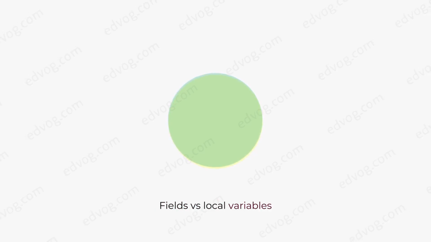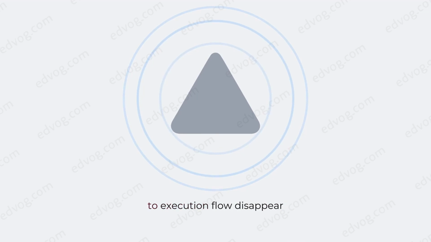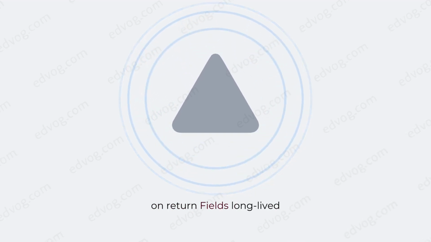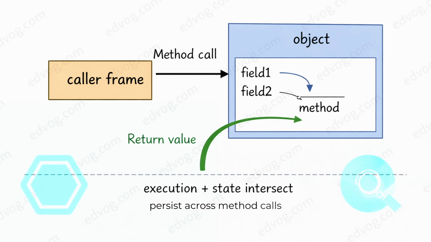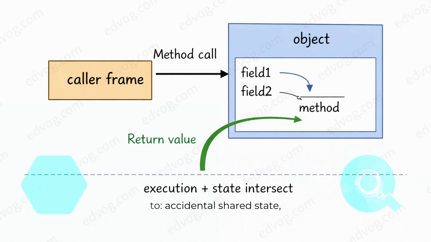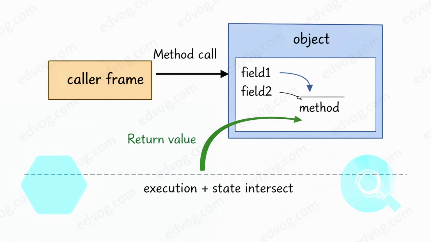Fields versus local variables. Fields and local variables are both storage, but they live very different lives. Local variables are short-lived, tied to execution flow, and disappear on return. Fields are long-lived, tied to object lifetime, and persist across method calls. Confusing the two leads to accidental shared state, memory leaks, and unpredictable behavior.